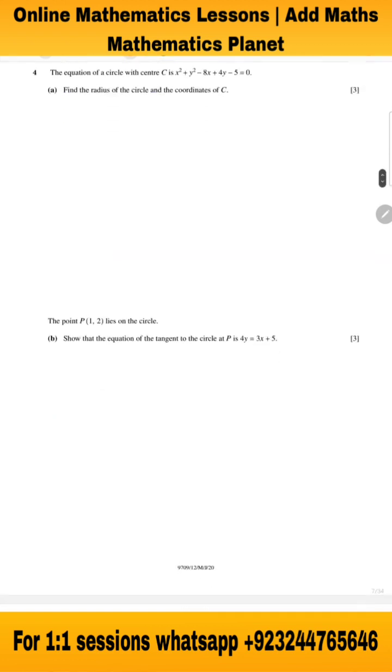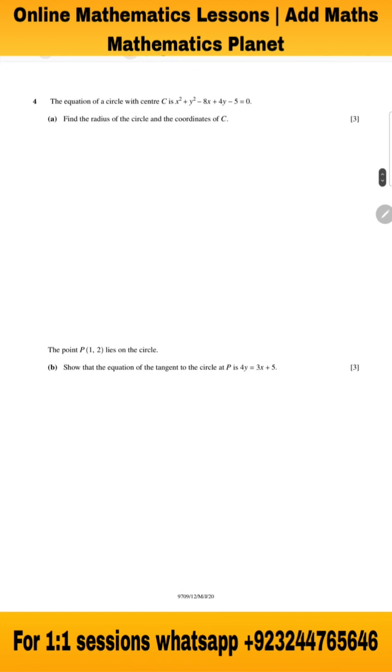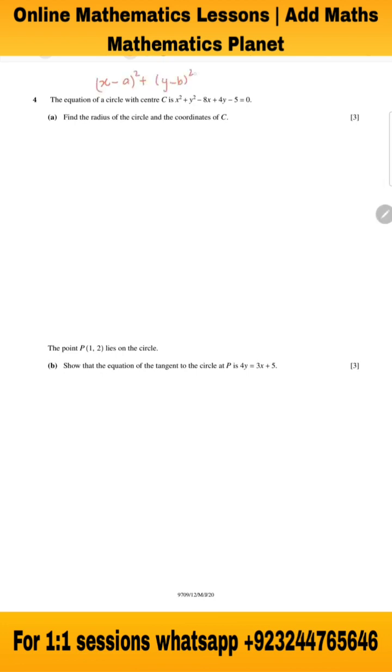Okay, the next question is: the equation of the circle with center C is given. Find the radius of the circle and the coordinates of C. So the equation of the circle is given, and we need to find the radius of the circle. Thus we have to write the circle in the form (x minus a) whole square plus (y minus b) whole square is equal to r square. So what is the equation? x square plus y square minus 8x plus 4y minus 5, which is equal to 0. So the constant will come over here. We will get x square minus 8x plus y square plus 4y, which is equal to 5.